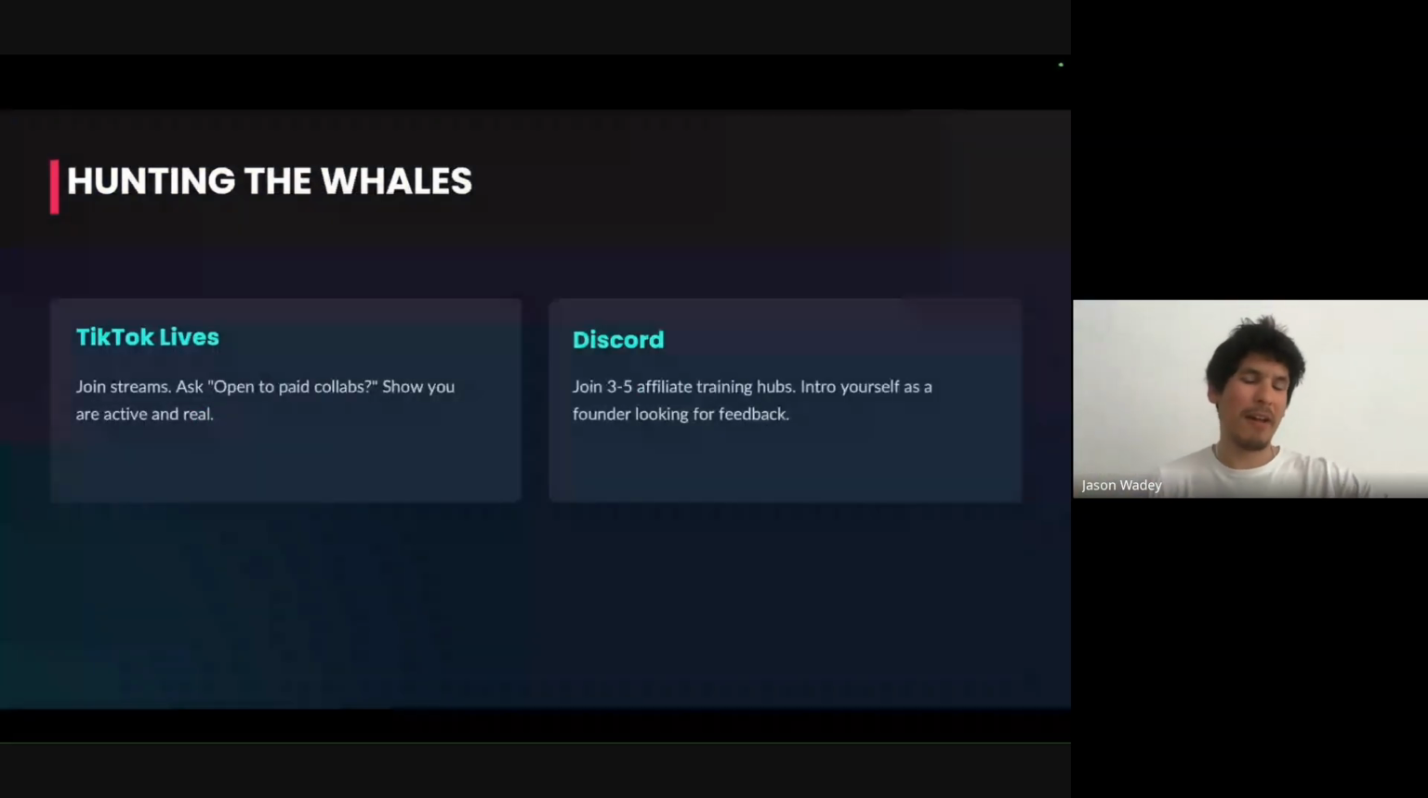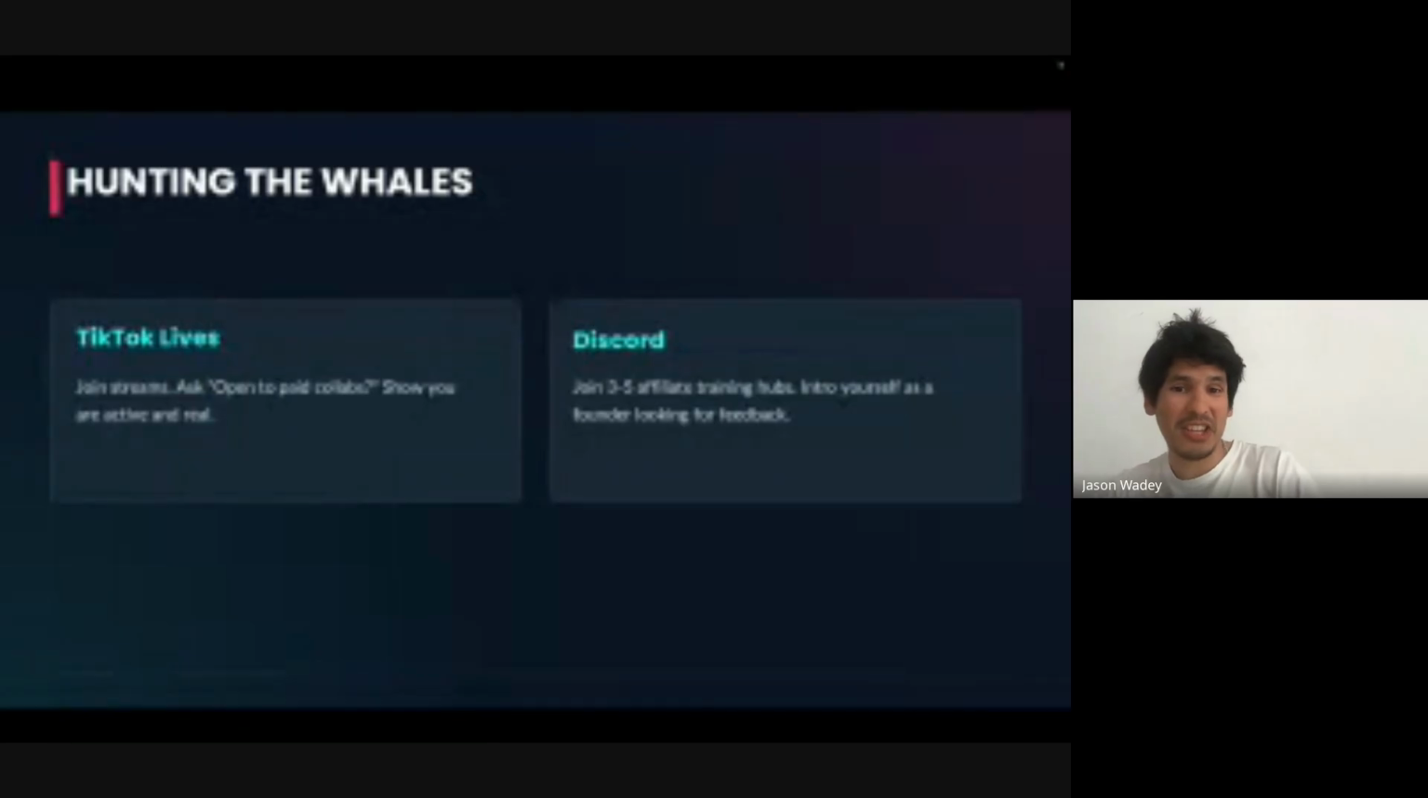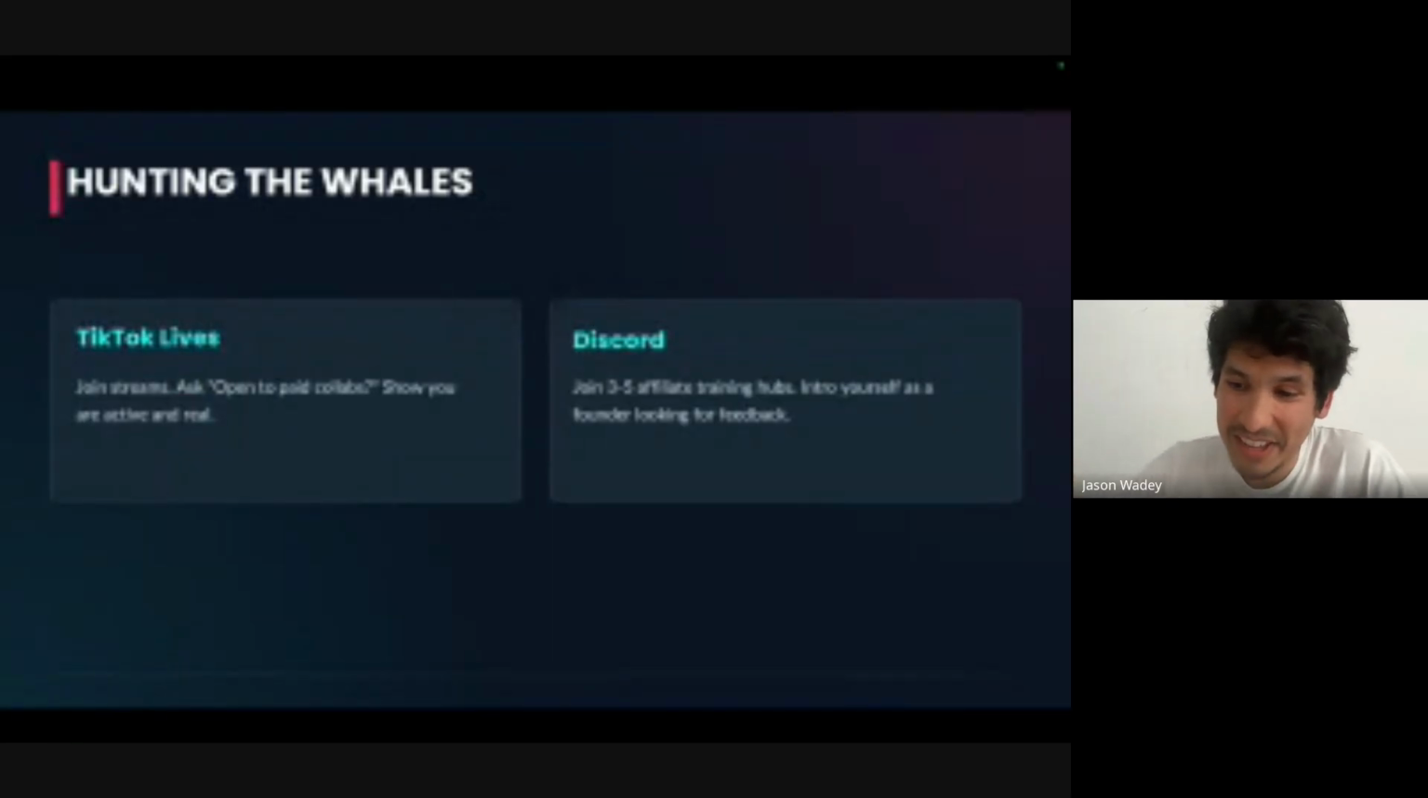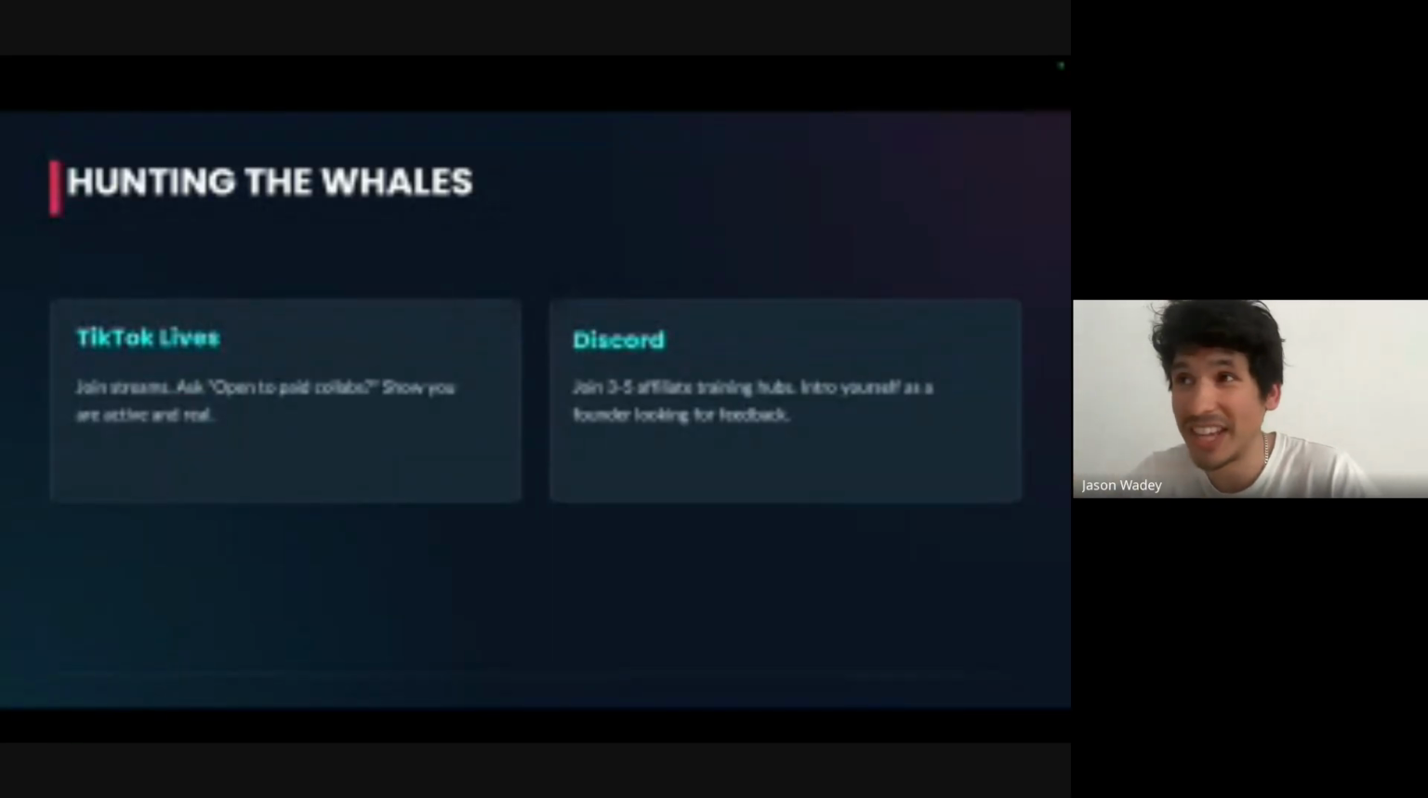The best way, though, by far, to really blow up your account, to really blow up your brand on TikTok, you've got to go hunting for whales. Okay, what do I mean by this? I mean you want to be getting the best creators possible. I know that's very obvious, okay, but I'm just putting it out there regardless.